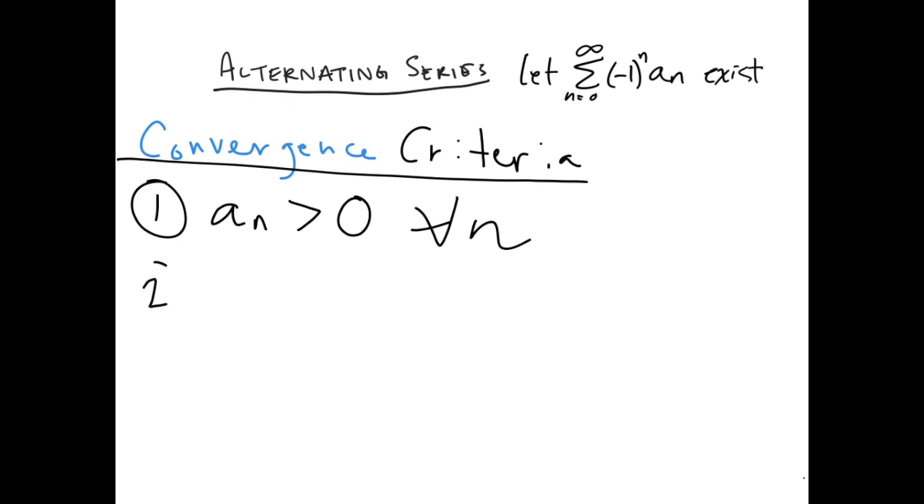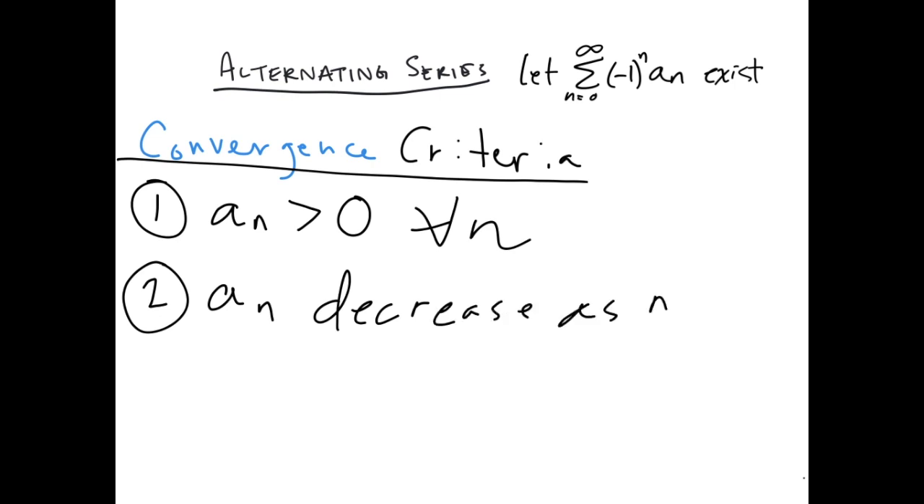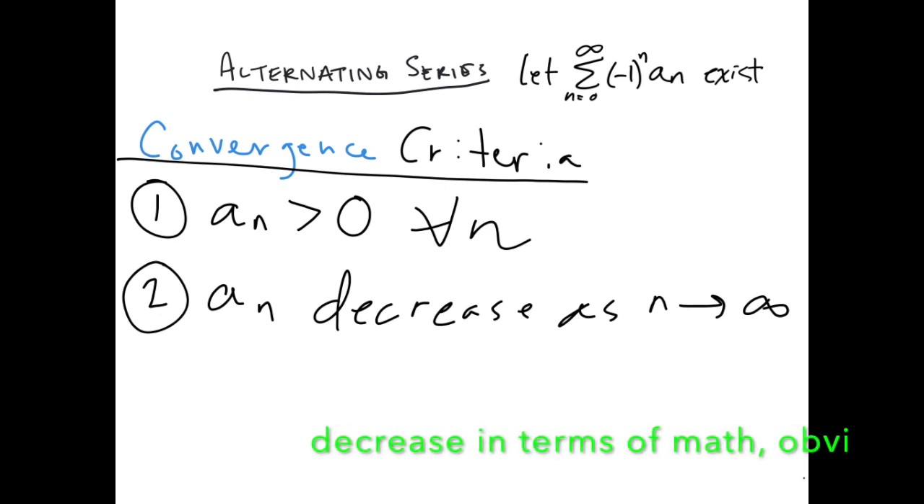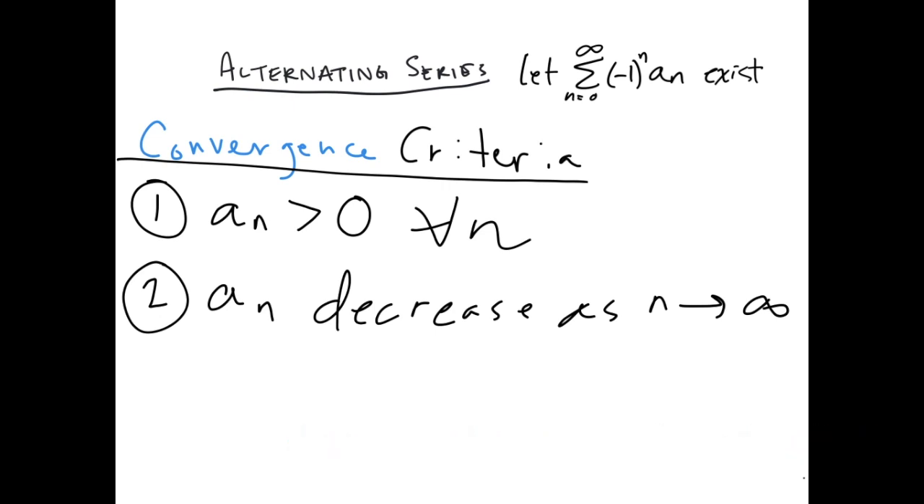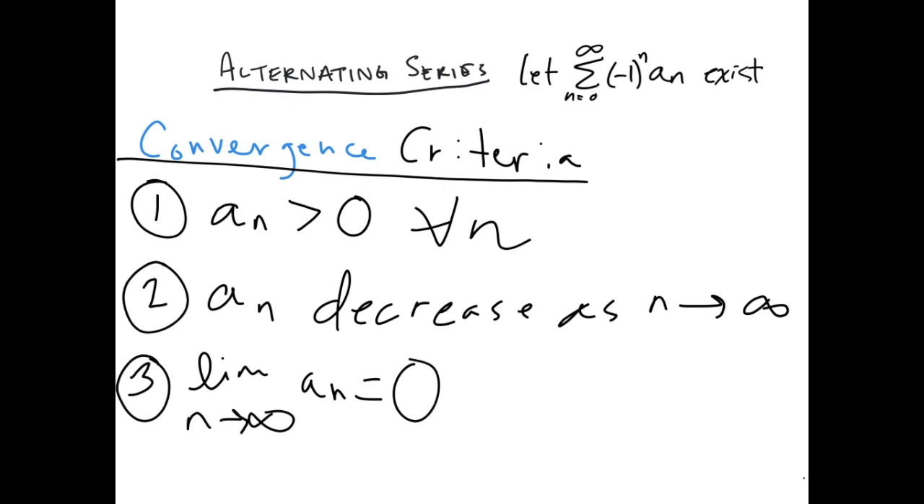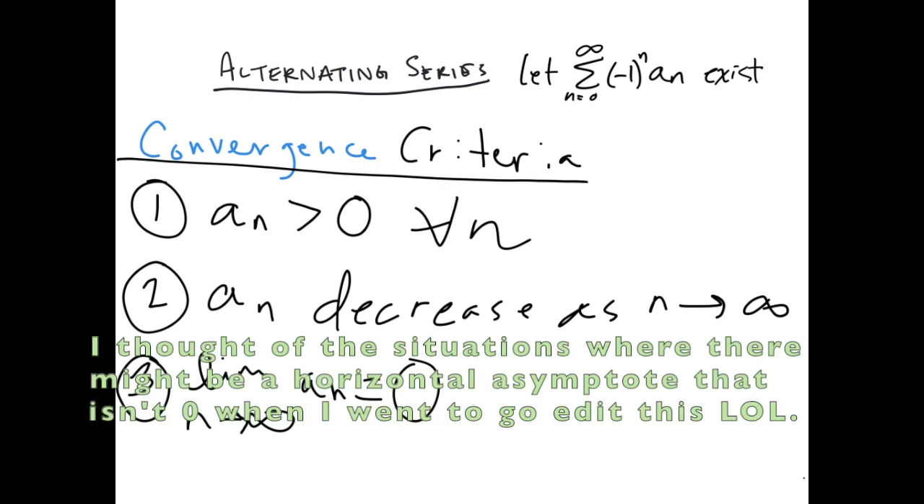All right. 2, the terms decrease. So a n decreases as n approaches infinity. If you don't know what decreasing is, let me know. Reach out. It's an important term to know in these contexts. And then the last part, where it's the computation part, we need to know the limit as n goes to infinity of a n equals 0. These two should go hand in hand. I haven't necessarily thought of an example of this not being the case, but it happens.